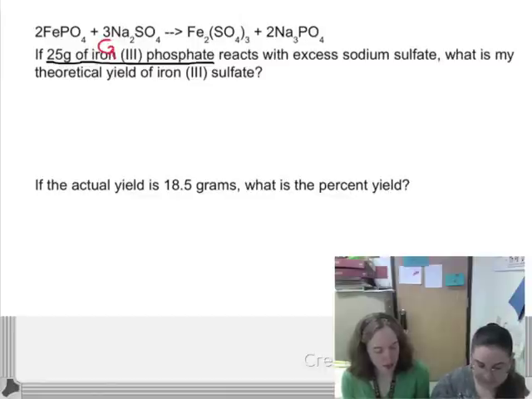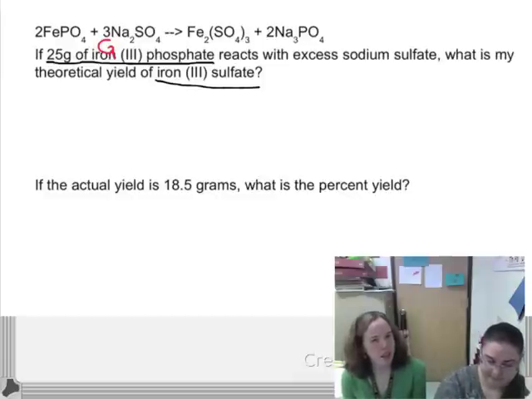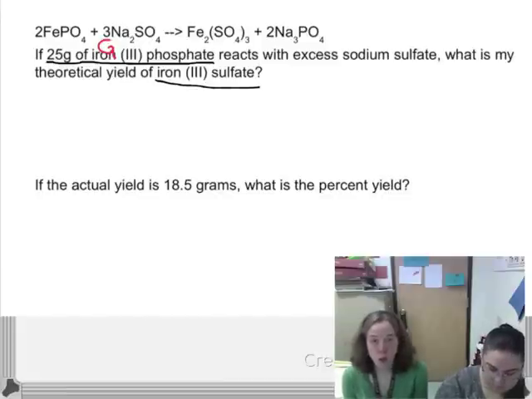And then what we want to know is what? It wants to know what is my theoretical yield of iron sulfate. And what did we just get done saying? What is theoretical yield telling us we need to do? Theoretical says do the math. So do your stoichiometry.